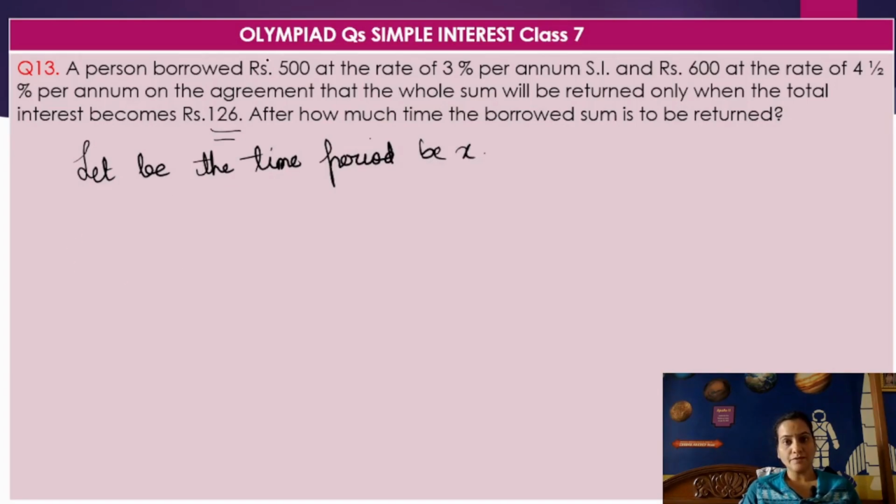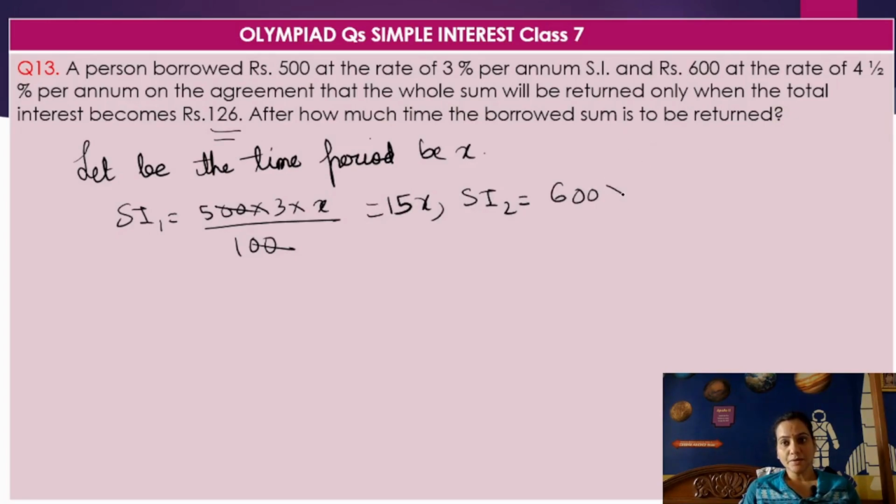So I will use this x and find out, for this particular principal amount and this rate of interest, what is the simple interest? So SI1 will be equal to 500 into 3 into x, x is the time period, divided by 100. So it is 15x, right? Similarly, simple interest for the second, where the principal is 600, into rate of interest 4.5, which means 4.5 into x by 100.